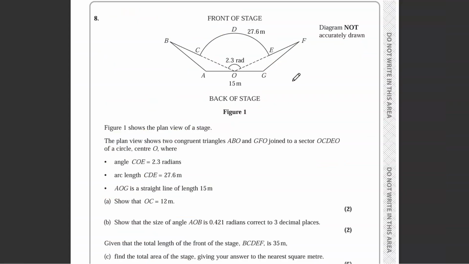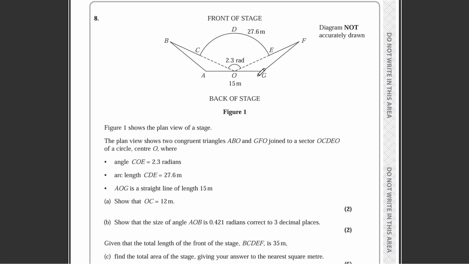Okay, so for question A, we're given this diagram here, and it's meant to represent a stage. And in this diagram, there are 3 shapes. We're told about 2 congruent triangles that are here and here, and we're told that these are congruent. Remember, the word congruent means they're identical, and we're told that they are joined to a sector which is here.